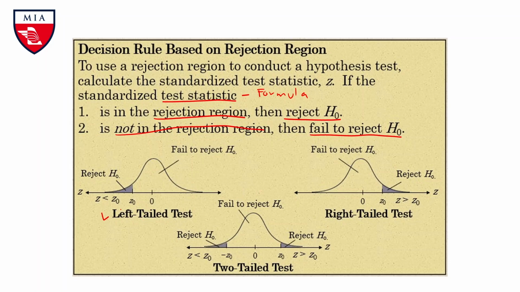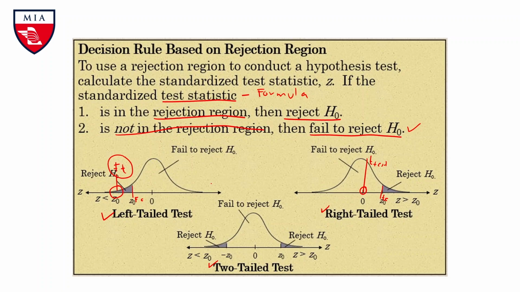We have the left-tailed test, the right-tailed test, and the two-tailed test. Always remember, for example, this is your F critical and the F test statistic is found here. Therefore, we can reject the null hypothesis because the value of your test statistic F is in the critical region. On the other hand, for example, we have T critical here and our T test statistic is found here. The test statistic is not in the critical region, therefore we fail to reject the null hypothesis.